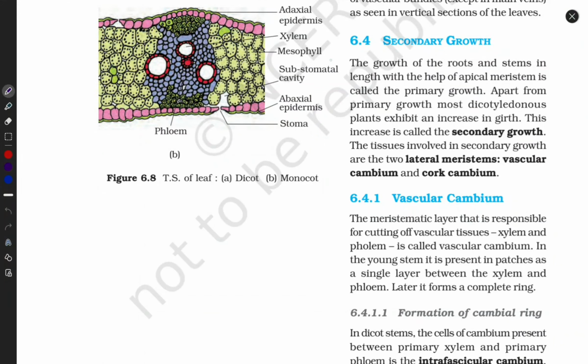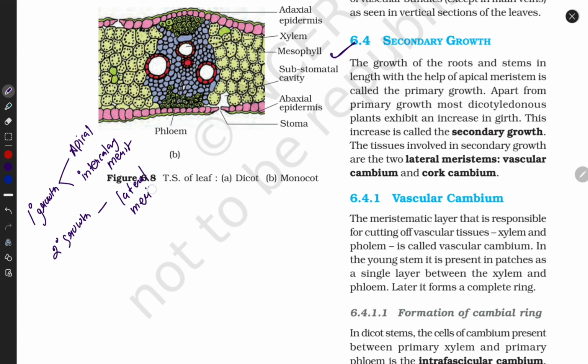So guys, let's start with secondary growth. Before starting, in the very beginning of this chapter, I already described that primary growth depends on apical meristem and intercalary meristem, and secondary growth is brought about with the help of lateral meristem.